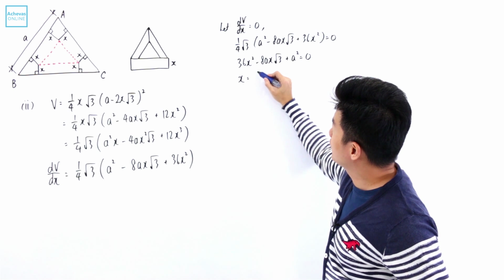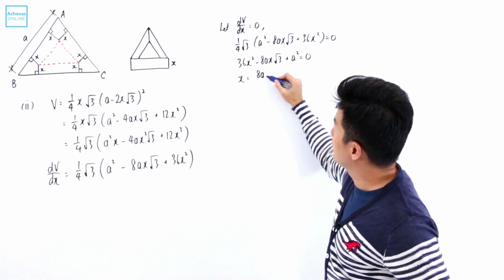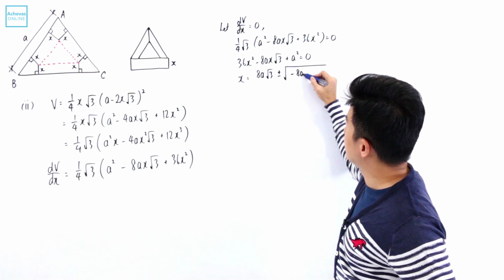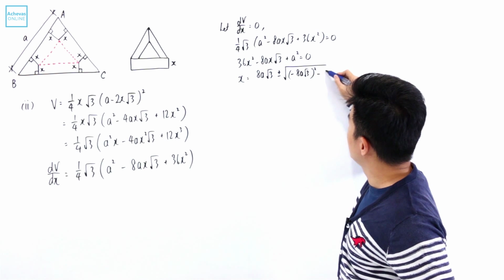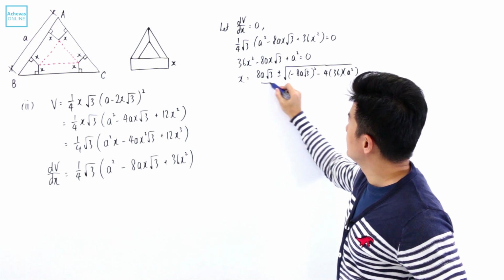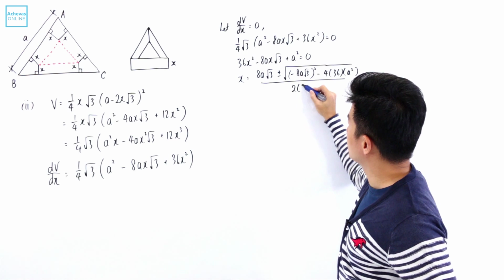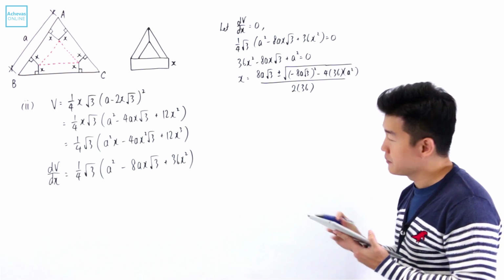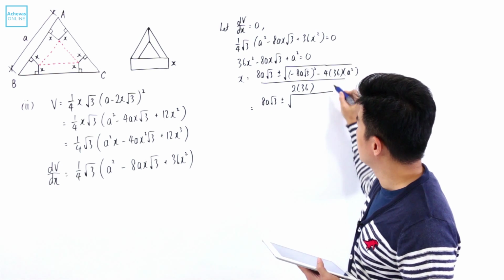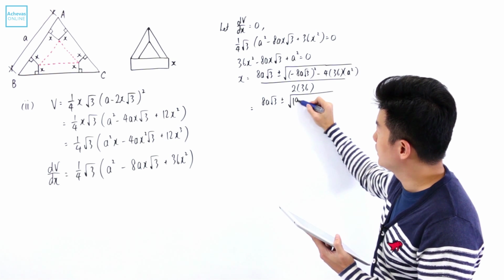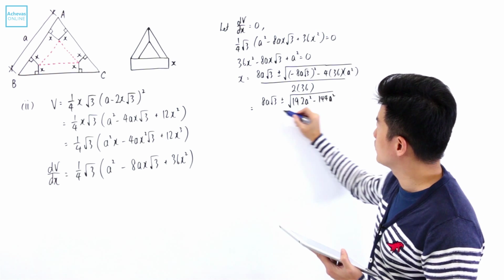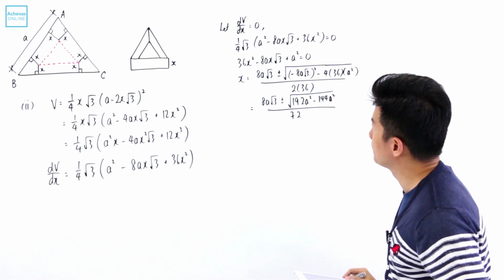So the quadratic formula: minus b, so minus negative 8a square root of 3, plus or minus the square root of b squared, so negative 8a square root of 3 squared, minus 4ac, and this divided by 2a, so 2 times 36. If I evaluate this, I will be getting 8a square root of 3 plus or minus the square root of 192a squared minus 144a squared, divided by 72.